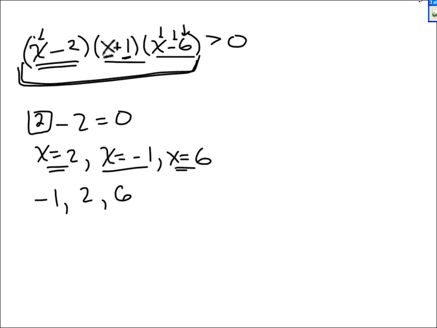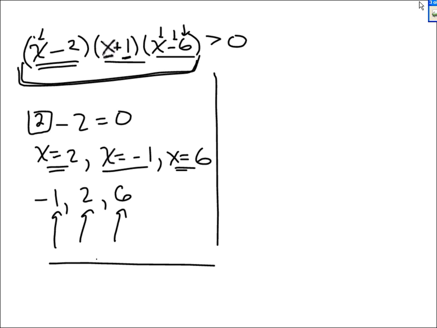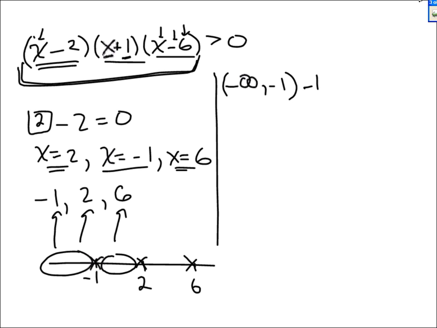Okay, this is important. So now, using these three values, we make intervals. And here's a number line. I want to make intervals that do not include those three numbers. That is, I go from negative infinity all the way up to negative 1. Do not include negative 1. Never ever include infinity. Then I want to go from negative 1 to 2. Don't include those endpoints. Then from 2 to 6. And then from 6 to infinity.